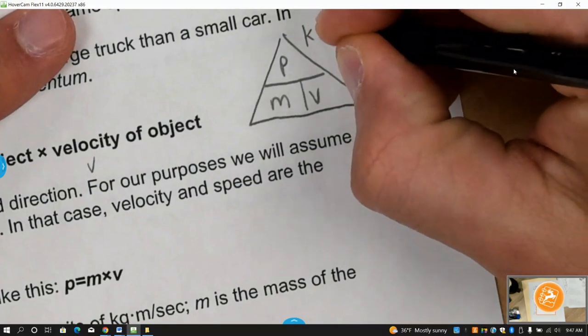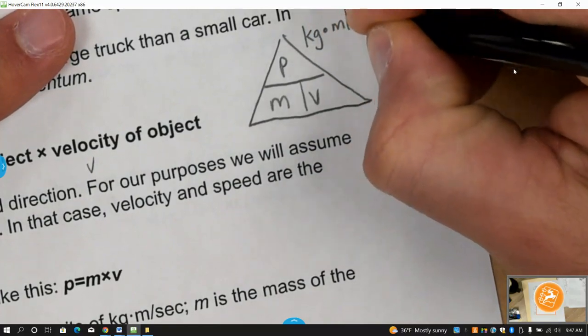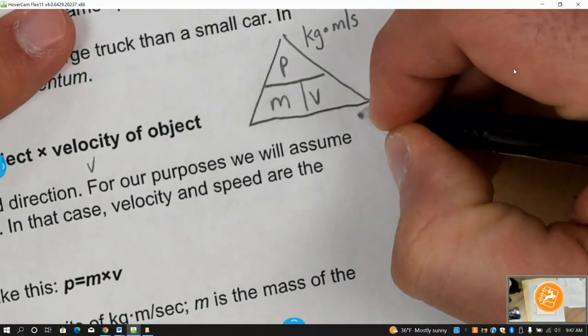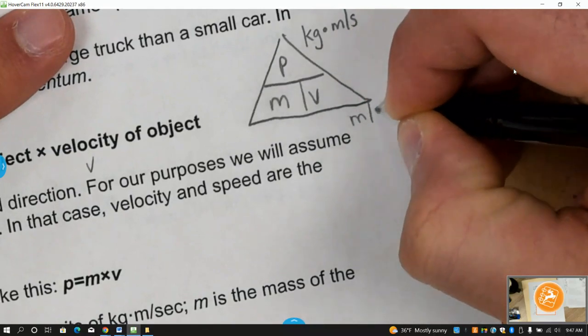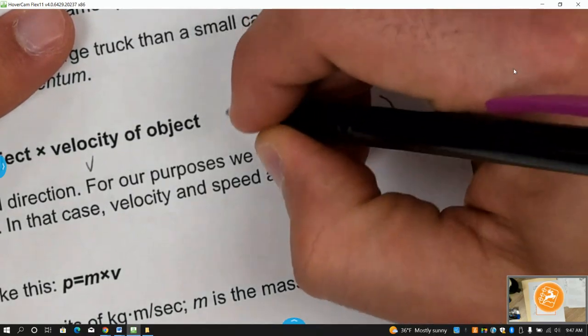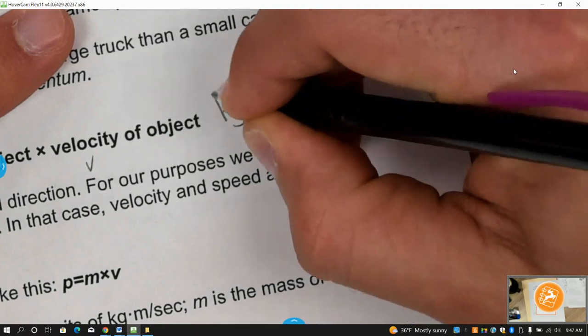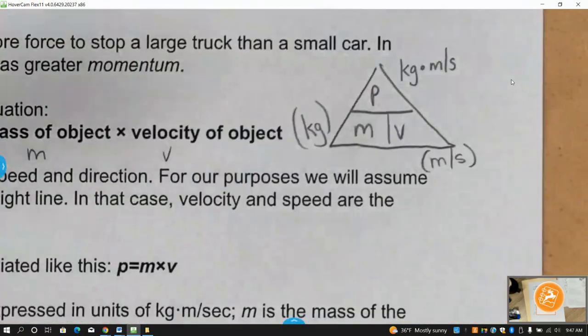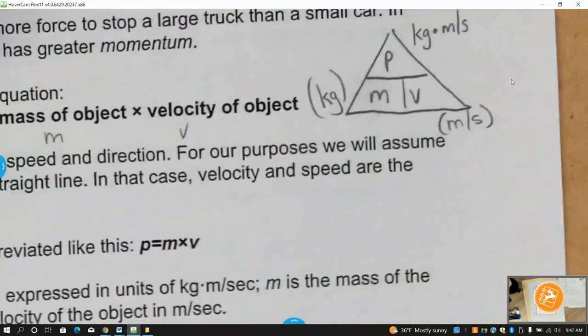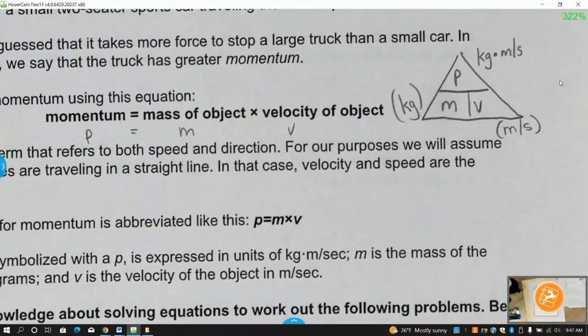The unit for momentum is kg times meters per second. The unit for velocity is meters per second. The unit for mass is kg. We need everybody in those units. All right, we definitely want everyone in those units.